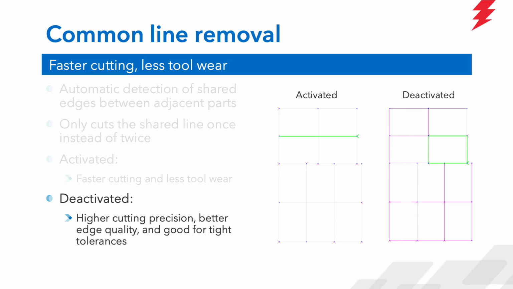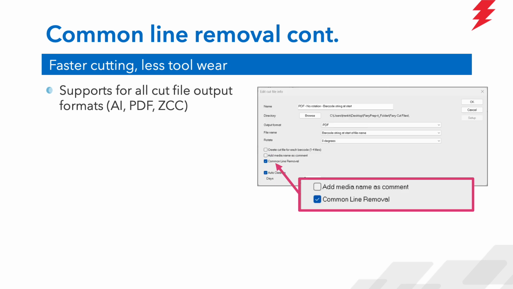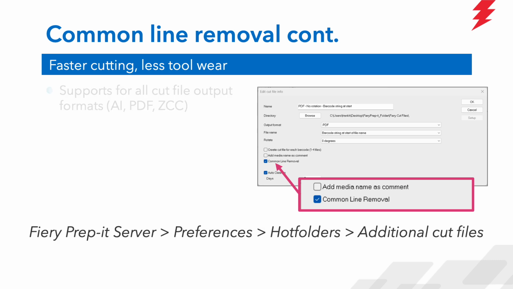If you do not enable this feature, you may see a higher level of cutting precision and edge quality, along with tighter cut tolerances. This feature is available for use when generating all the cut file output formats, which include the PDF, Adobe Illustrator, and Zund Cut Center file formats. You can enable this feature in the Fiery Prep-It server preferences in the Hot Folders Additional Cut Files window.